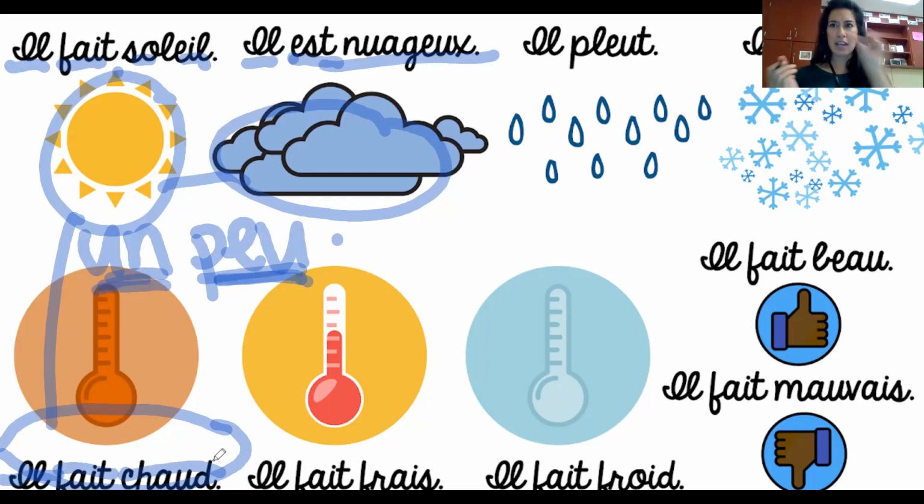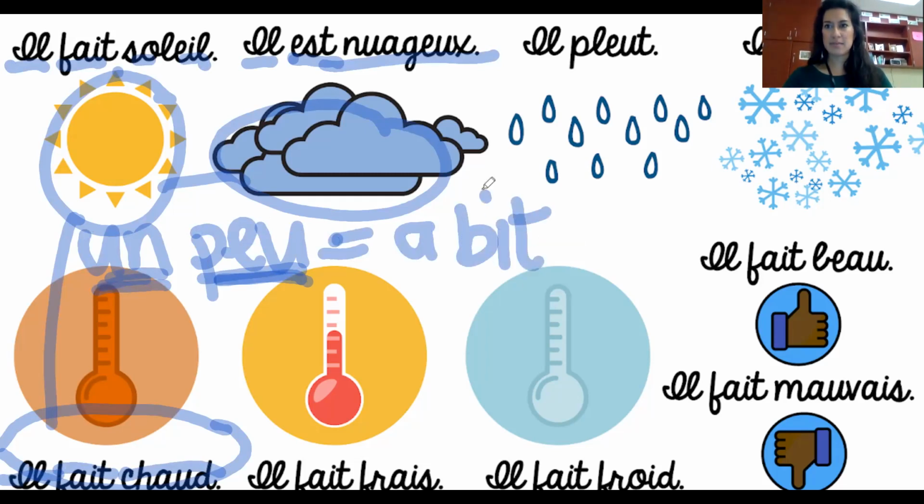Classe, qu'est-ce que c'est un peu? What is un peu? Un peu, en anglais, a bit ou a little. Un peu. OK? À mon avis, classe, aujourd'hui, il fait beau. Et pour toi, il fait beau ou il fait mauvais?